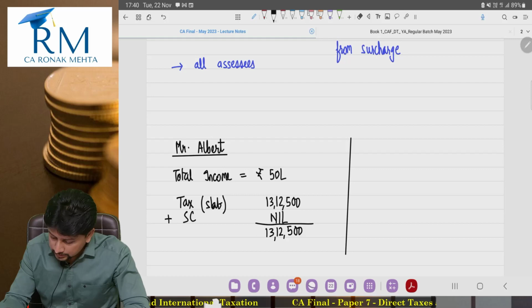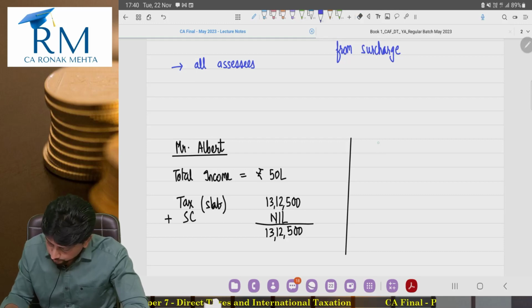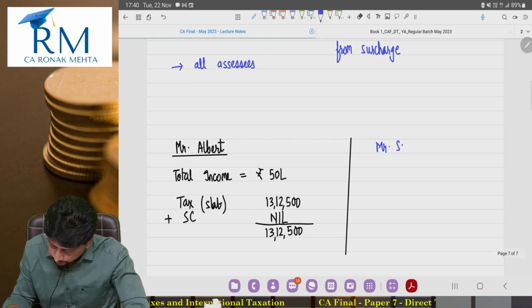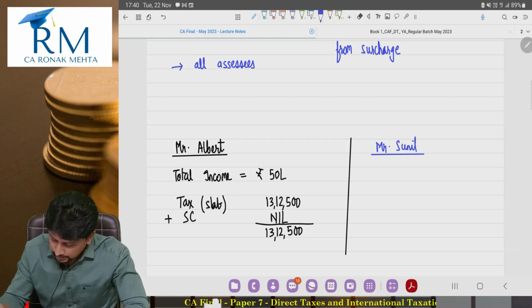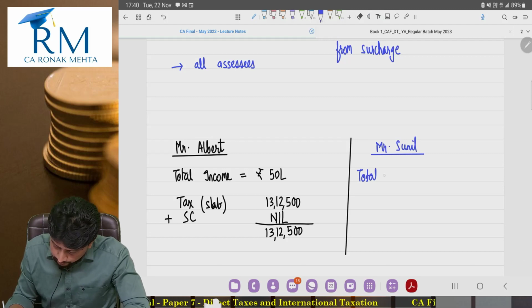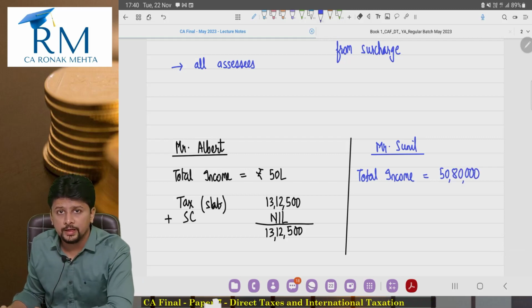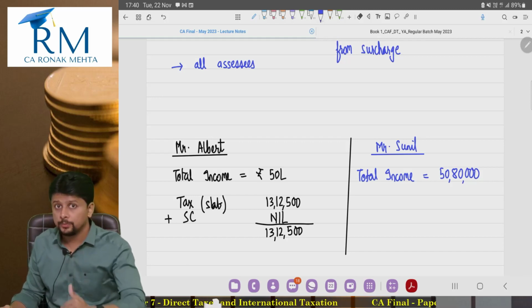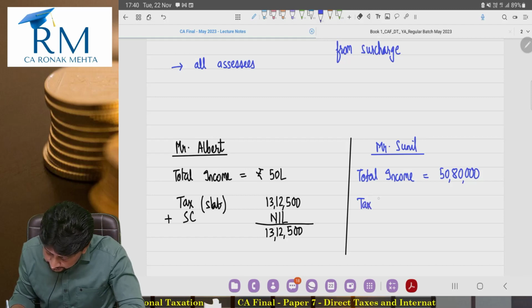Now, as compared to this, imagine there is one person, Mr. Sunil. This Mr. Sunil has a total income of say 50,80,000. Does it exceed the threshold of 50 lakhs? Definitely yes. Is he supposed to pay surcharge? Yes, of course.